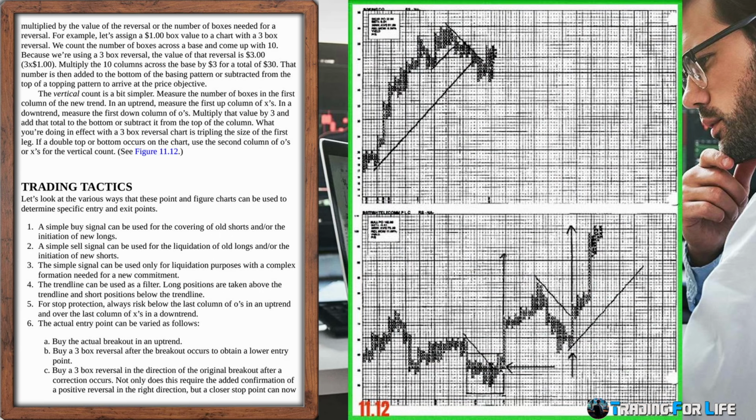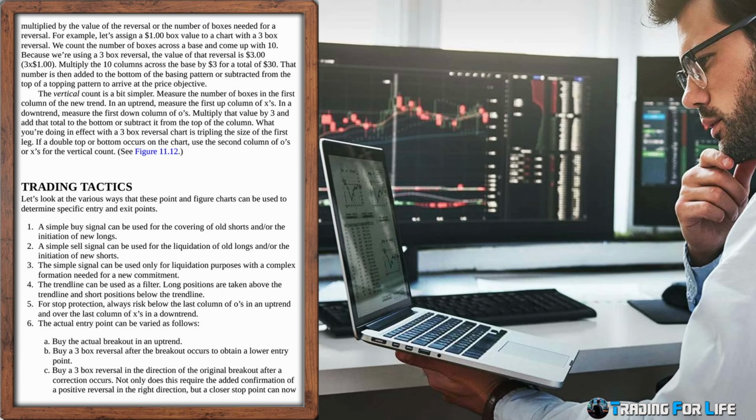Trading tactics. Let's look at the various ways that these point and figure charts can be used to determine specific entry and exit points. 1. A simple buy signal can be used for the covering of old shorts and/or the initiation of new longs. 2. A simple sell signal can be used for the liquidation of old longs and/or the initiation of new shorts. 3. The simple signal can be used only for liquidation purposes, with a complex formation needed for a new commitment. 4. The trend line can be used as a filter. Long positions are taken above the trend line and short positions below the trend line. 5. For stop protection, always risk below the last column of O's in an uptrend and over the last column of X's in a downtrend.